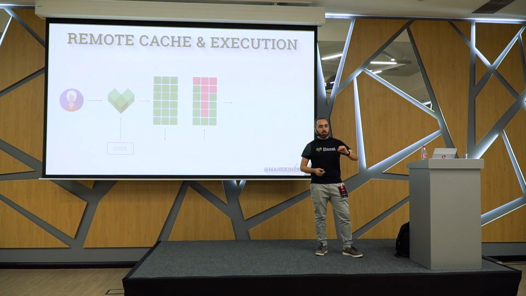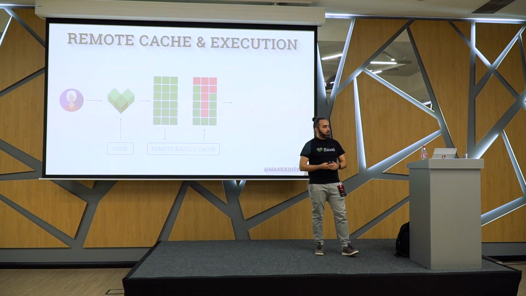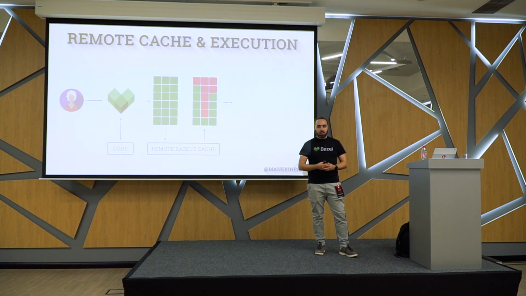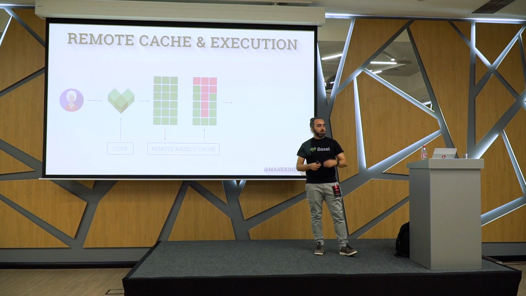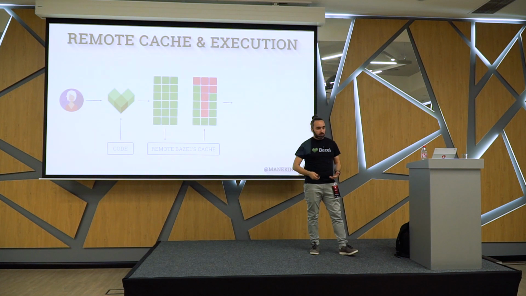Bazel can use a cloud instance or a remote instance to run your cache or your execution remotely. For the cache part, it will build it locally and then upload it to a server. This is really great because when you are working on a team, other teammates will benefit from your build. When you come back in the morning and build your app, the cache will be saved in a shared cache, and other teammates can use it and don't have to rebuild everything from scratch.